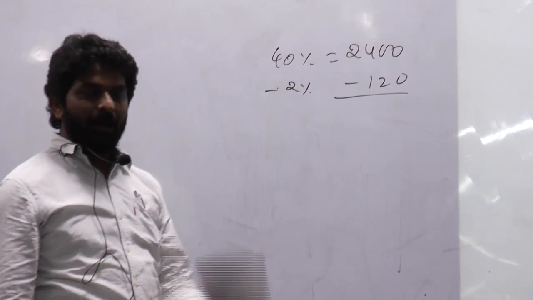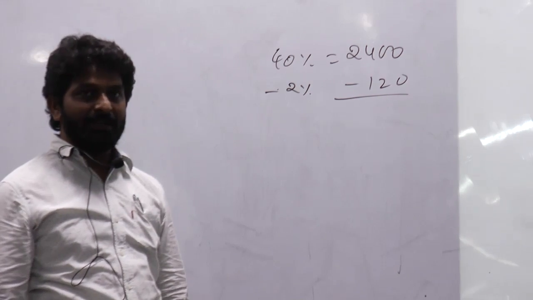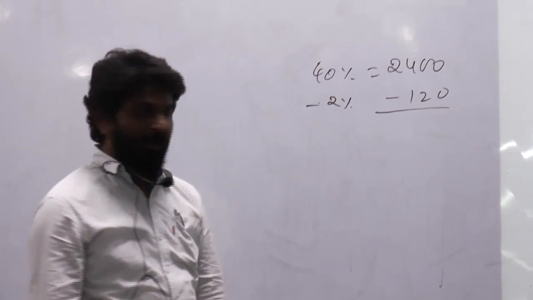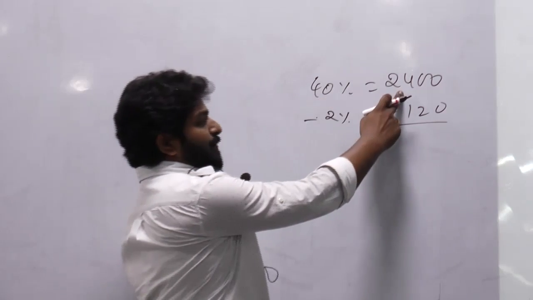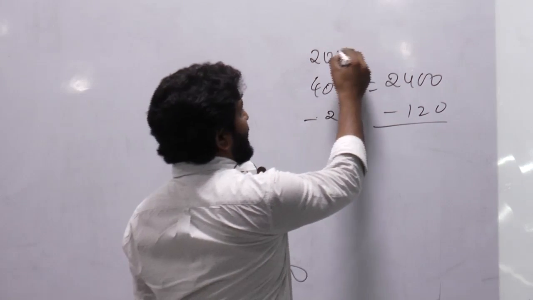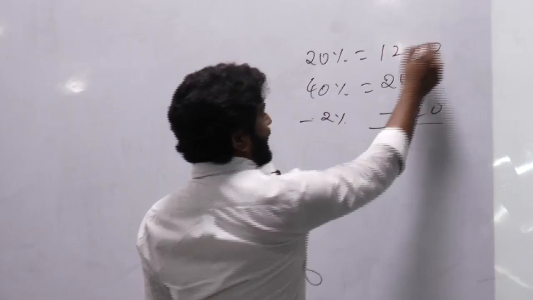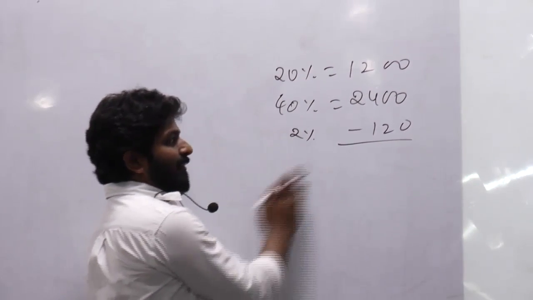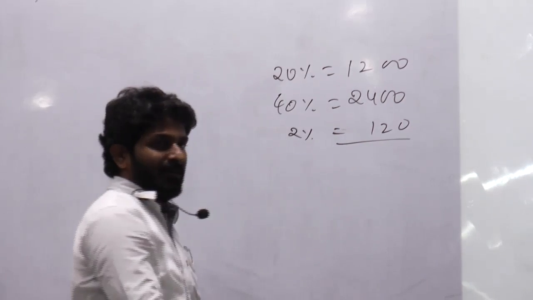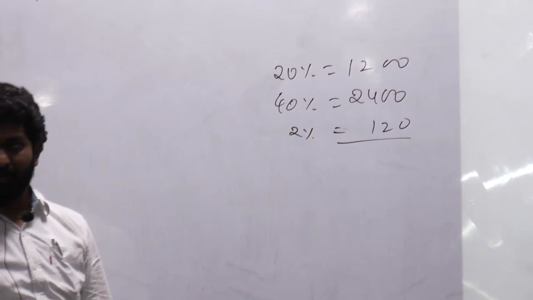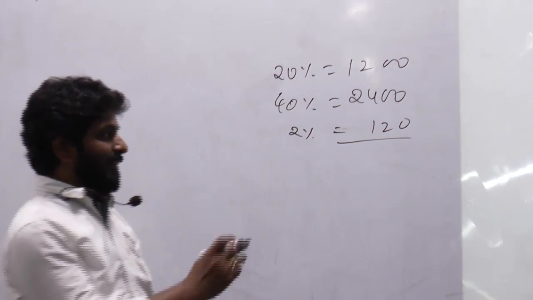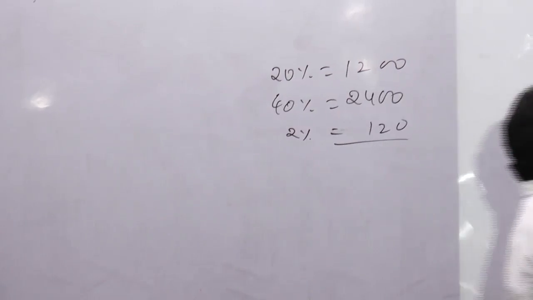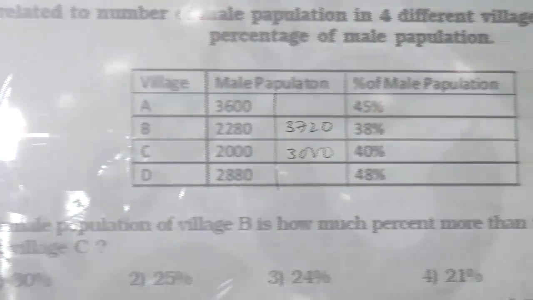Right? Now to calculate female percentage, there is 62. If 40% is this much, what about 20%? Half of this, 1200. But we need to calculate 62%, 2% is already there. So add everything, you will get 62%. Right? 3720. 3720. Now look at your question.